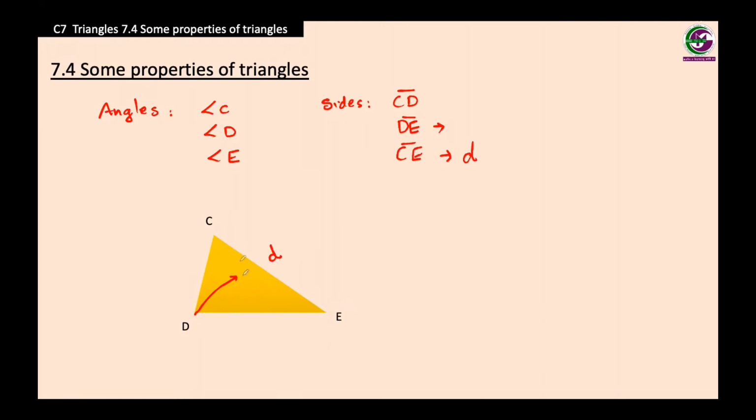DE is opposite to the angle C, so it will be letter c, and the side CD, which is opposite to angle E, will be letter e. These are the representations of the sides using small letters.